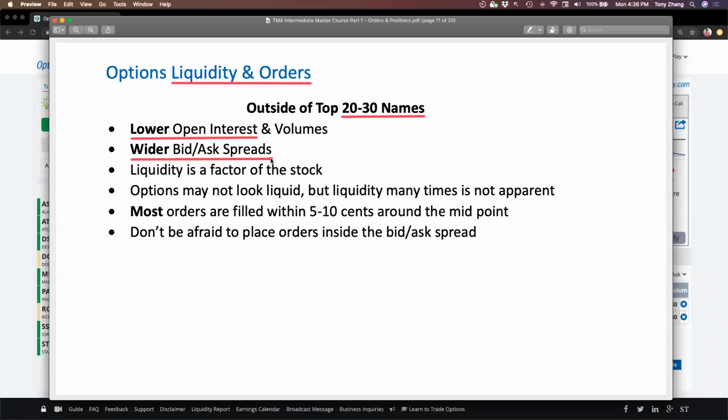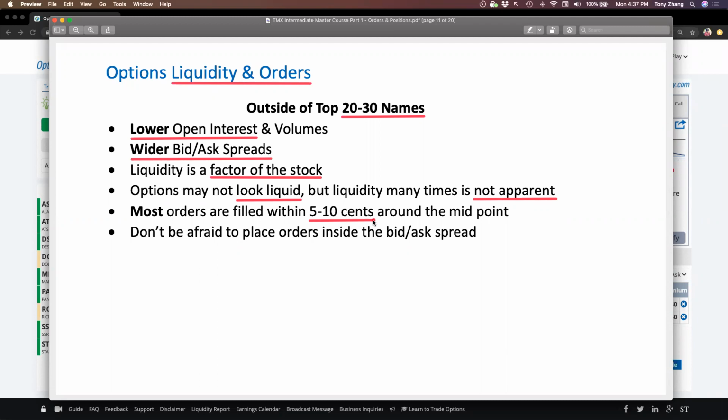But the one thing that I want to remind you is that the liquidity of an option is really just a factor of the liquidity of the stock. So if you think that the stock is liquid, chances are the options are just as liquid. Many times the options may not look liquid, but there's plenty of liquidity that sometimes is not very apparent. Most orders we tend to find are filled within 5 to 10 cents around the midpoint. So you can have something that might be trading 50 cents wide, but you can place an order 5 cents away from the midpoint and still get executed.